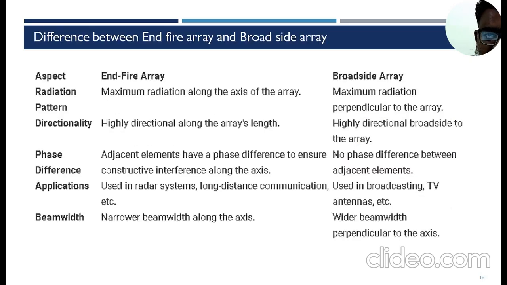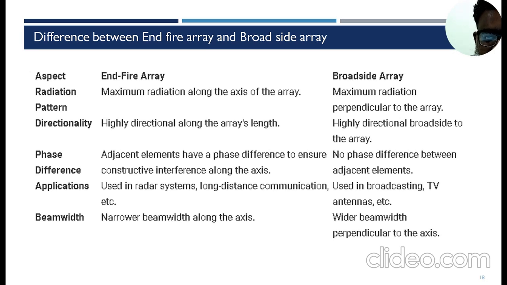The difference between end-fire array and broadside array with respect to radiation pattern: in end-fire, the maximum radiation is at the axis of the array, whereas in broadside array maximum radiation is perpendicular to the axis. In directionality, the end-fire array is highly directional, and the broadside is also highly directional. For phase difference, in end-fire array adjacent elements have a phase difference to ensure constructive interference, while broadside has no phase difference between adjacent elements.